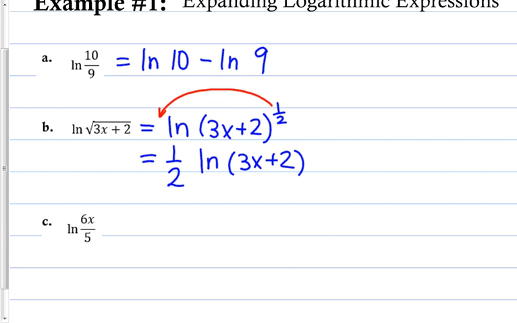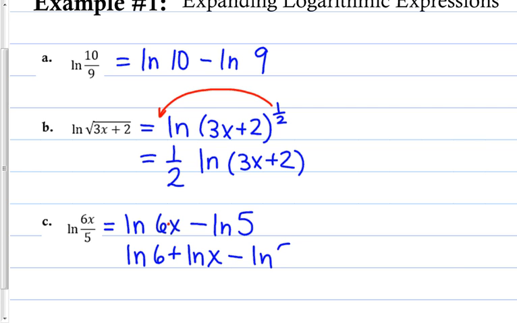So I have the natural log of 6x divided by 5. Now, you can write this as so. The natural log of 6x, that's the top, minus the natural log of 5, which is the bottom, the denominator. And, of course, the 6 and the x, if you look, are being multiplied. So you could go even further and write the natural log of 6 plus the natural log of x minus the natural log of 5.